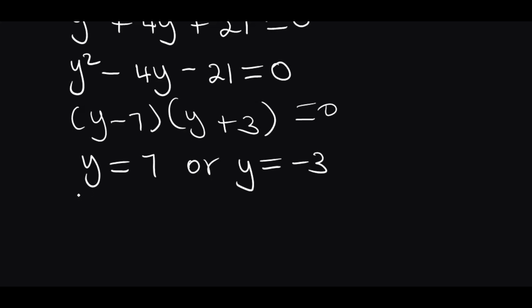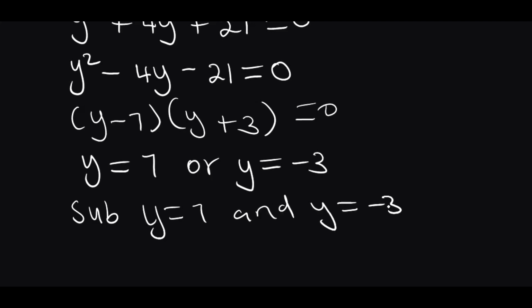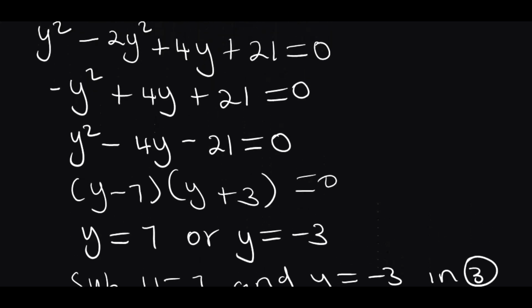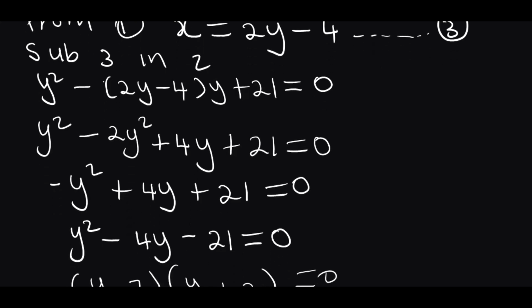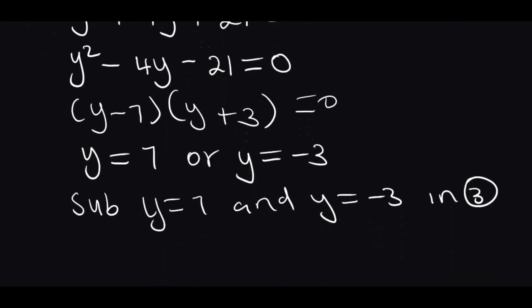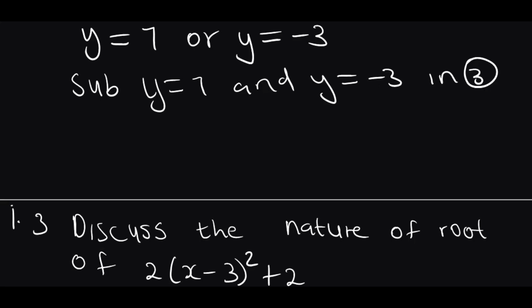Right. Now, in order to get the values of x, we need to substitute y is equal to 7 and y is equals to negative 3 in equation 3. Let's go back to equation 3. Equation 3 is x is equals to 2y minus 4.